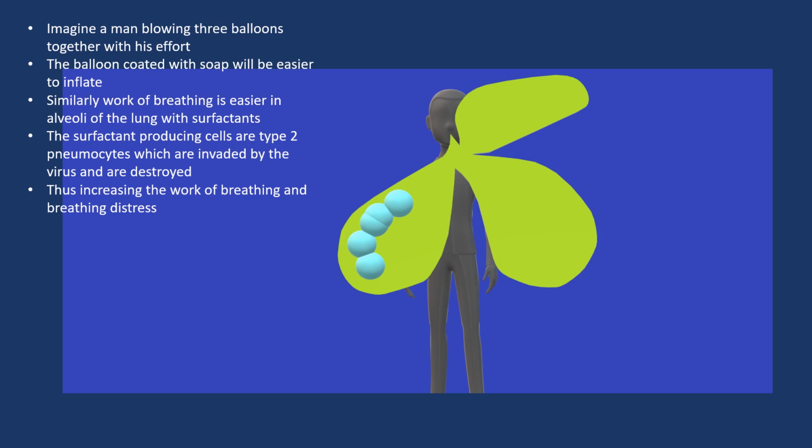thus causing breathing distress. So what we do here is the lung coats itself with the soapy material. The soapy material, what it does is it makes it easier to inflate. When the soapy material producing cell is destroyed by the coronavirus, the balloon becomes difficult to inflate. Similarly, the alveoli becomes difficult to inflate by the bronchioles which are connected to the nose. So respiratory distress happens. That's it.